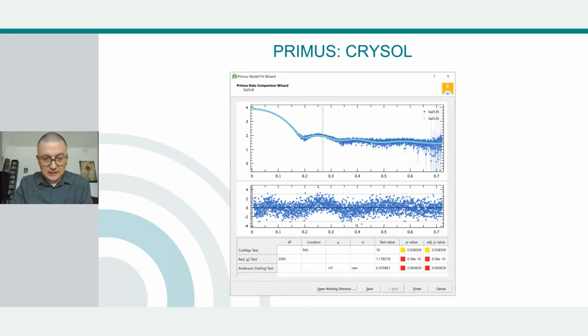So what does this fit tell us? This fit tells us that the size is correct, and the overall scattering from this model follows the experimental data, but it doesn't fit it quite there yet. So you will see that the correlation map test is in yellow and the other two are in red. That means that there is room for improvement. You can actually modify your model such that it fits the experimental data better.